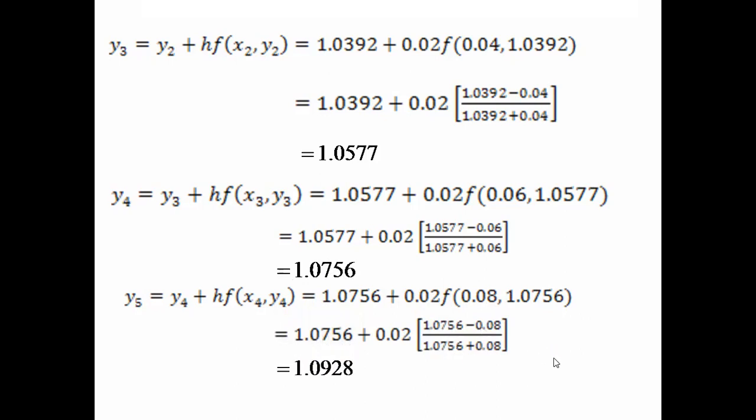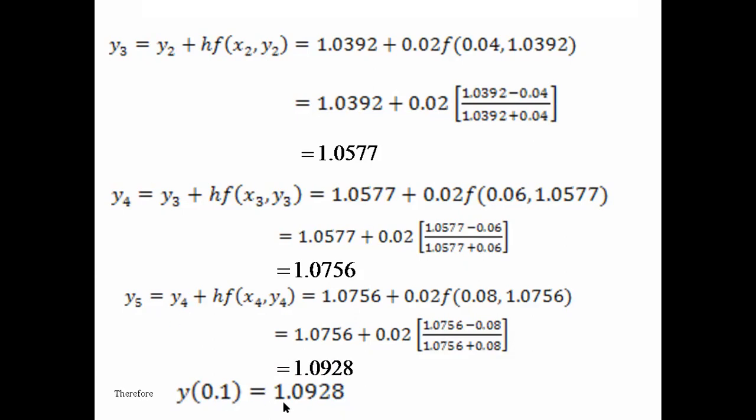So it is 1.0928. So 1.0928 is the solution of that differential equation at the point x5, that means x is equal to 0.1. So from that we conclude that the value of y at 0.1 is this value 1.0928. There is a solution at that point. So that you can write. Therefore, the solution for the differential equation at x is equal to 0.1 is 1.0928.